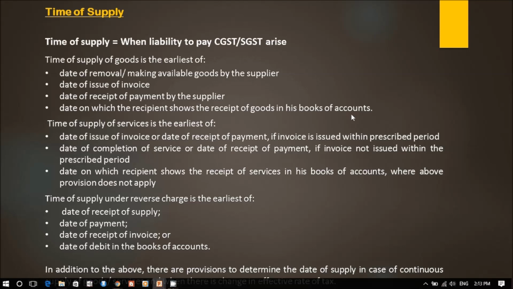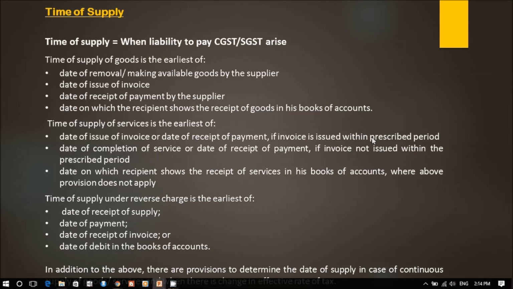Whichever is earlier, then the time of supply would be that point. Time of supply of the service is the earliest of the following. So time of supply of the service would be the date of issue of the invoice or the date of receipt of the payment, if the invoice is issued within the prescribed period.